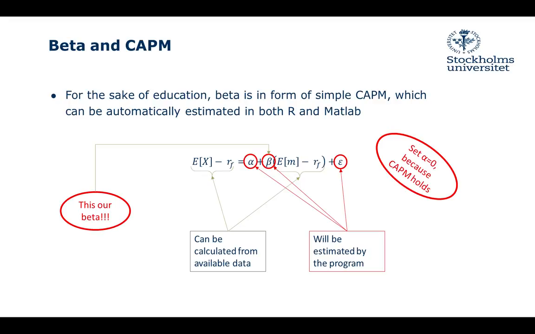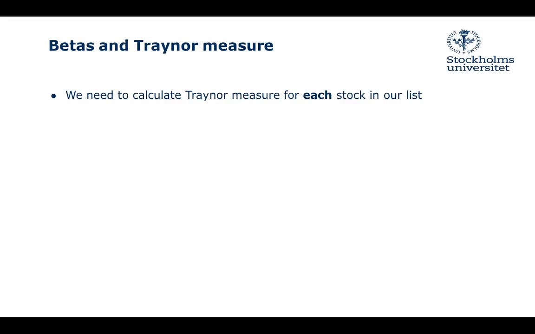And also we will assume that the CAPM works efficiently, so that alpha will be set to 0, so that the CAPM holds at all times. So let's think over how we're going to do it. We're going to calculate the Treynor measure for each stock. So again, each stock, "each" is our keyword, means loop.